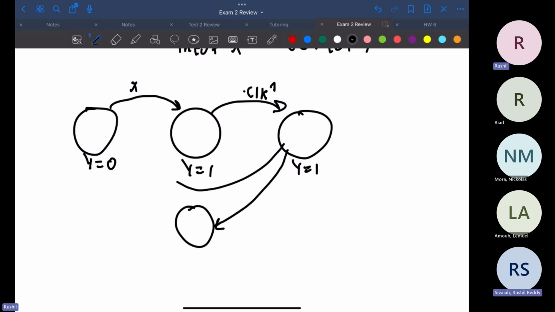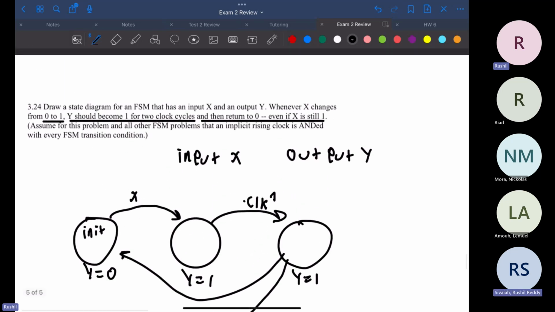Actually, we're going to have 2 arrows. We're going to have an arrow back to our initial state. When would we go back? What else? Because we also need to make sure that x.